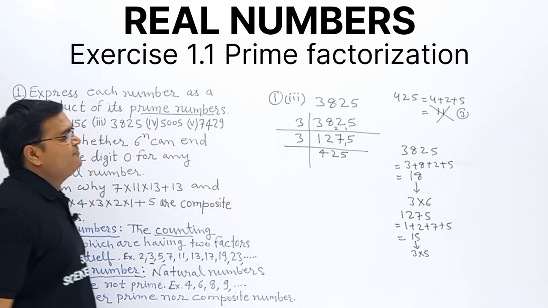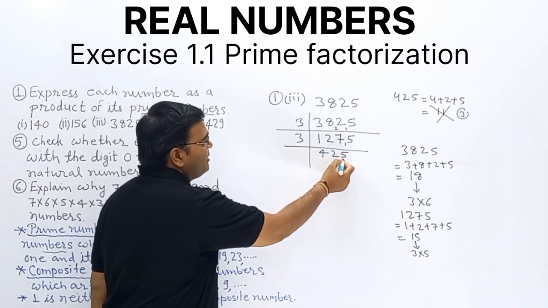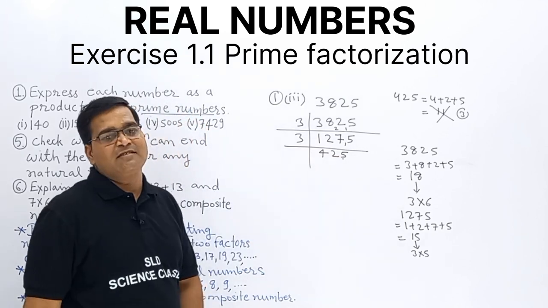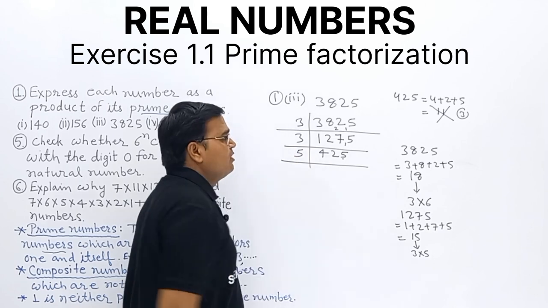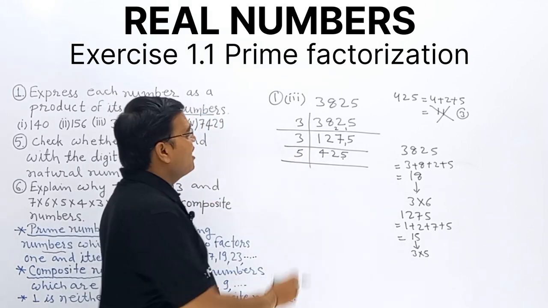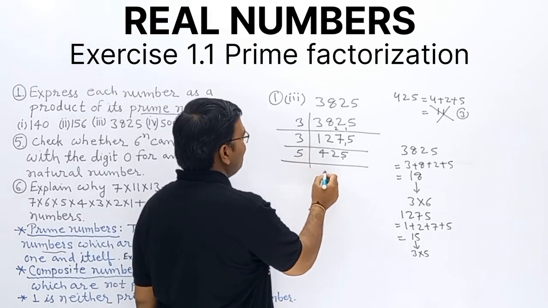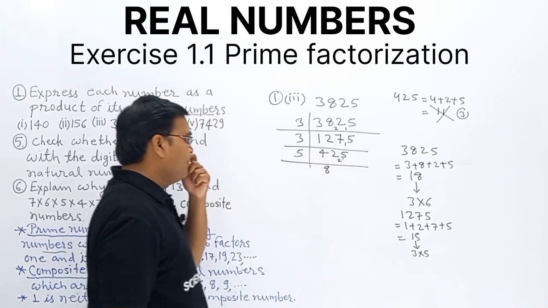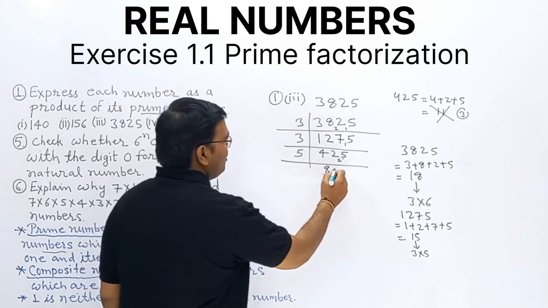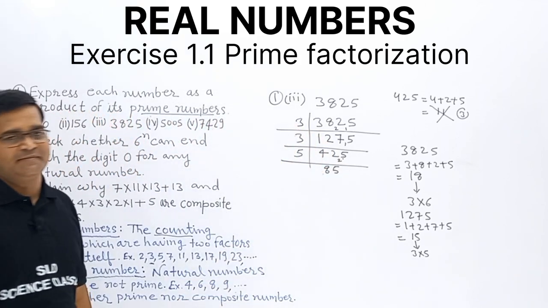5. We will use 5, and the divisibility rule of 5 is that if the unit place has 5, then we can divide that number by 5 easily. So we will use 5 there. How many times is it going? 8 times. 8 fives are 40, 2 is remaining, 25. Now how many times? 5 fives are 25, 85.